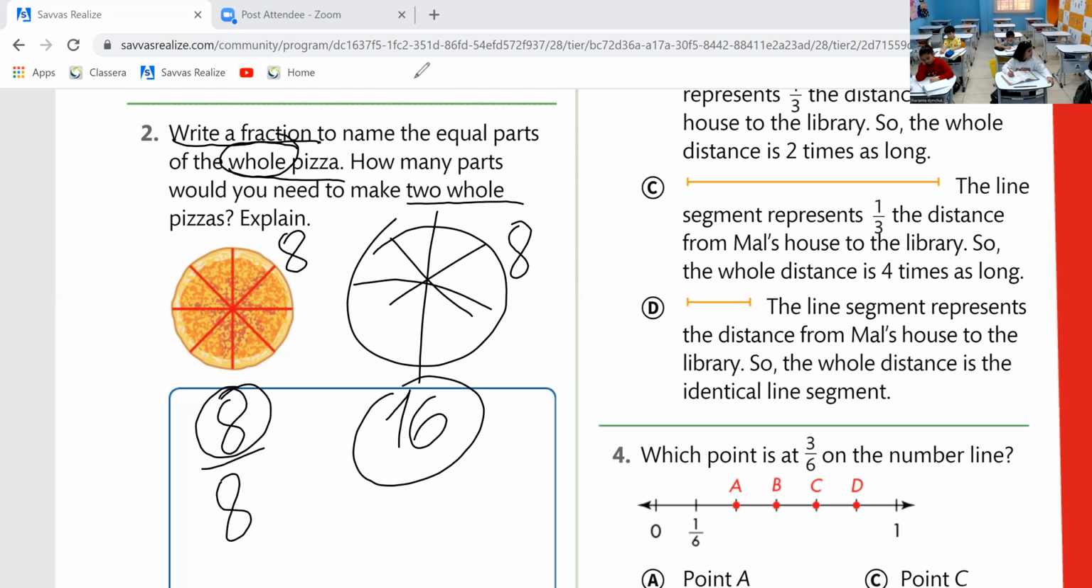We can put 8 plus 8, or you can multiply 8 by 2 because 2 pizzas, or you can do whatever you want. But here it tells you write a fraction. Here, no, the question is just how many parts for 2 pizzas? 16. Is it clear? Are you ready with this?